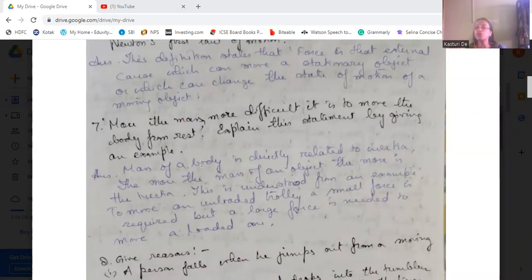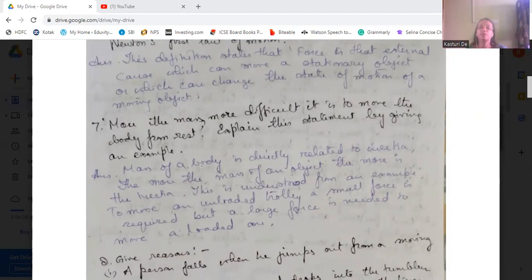This is understood from an example. To move an unloaded trolley, a small force is required. But when the trolley is fully loaded, it is heavier, so the mass of the trolley increases, and a large force is needed to move that trolley. So inertia of rest is more when the mass of the body is more, and inertia of rest is lower when the mass is less.